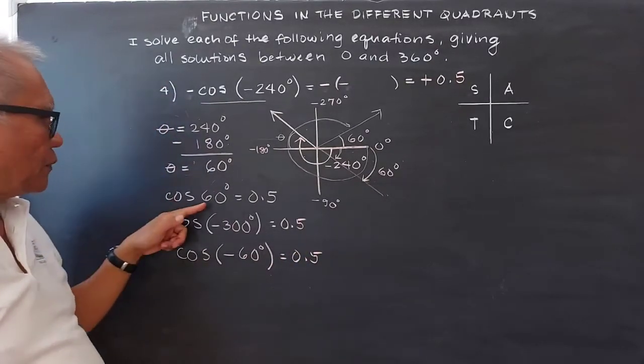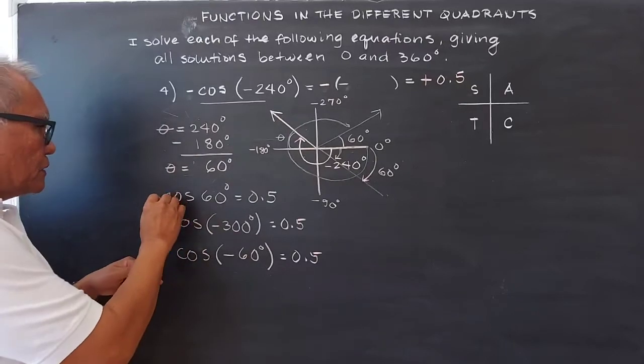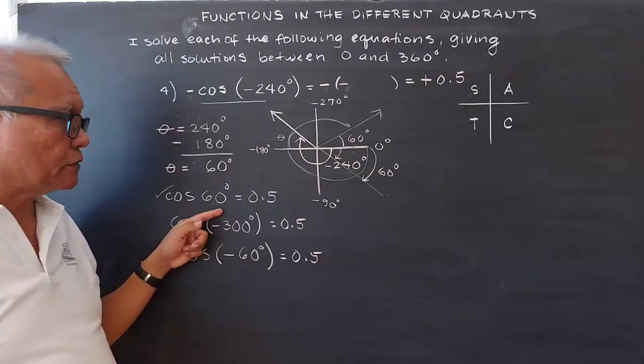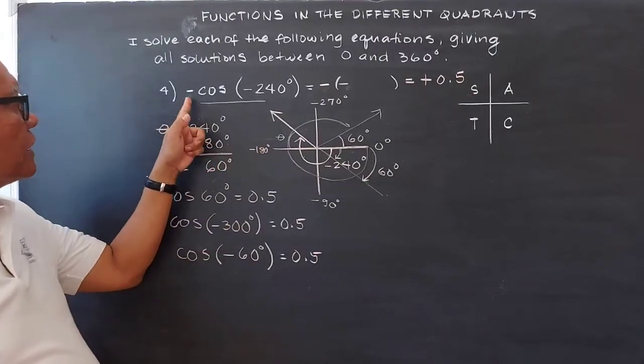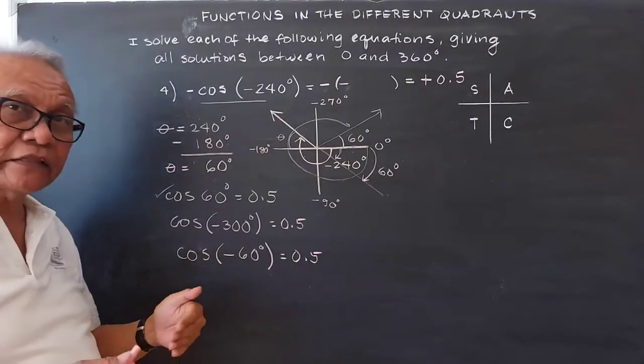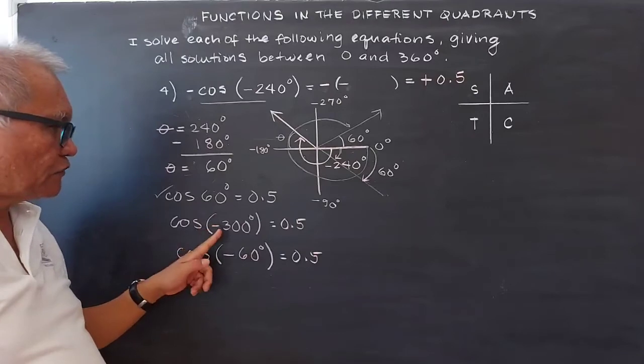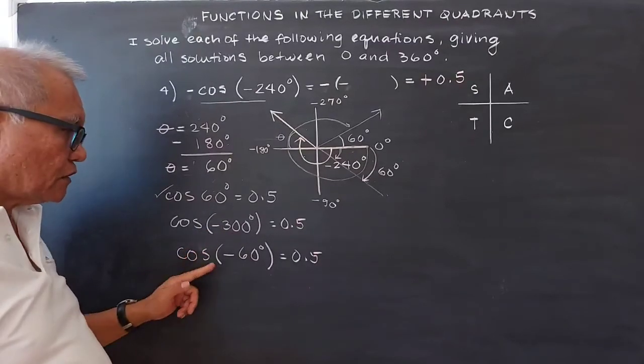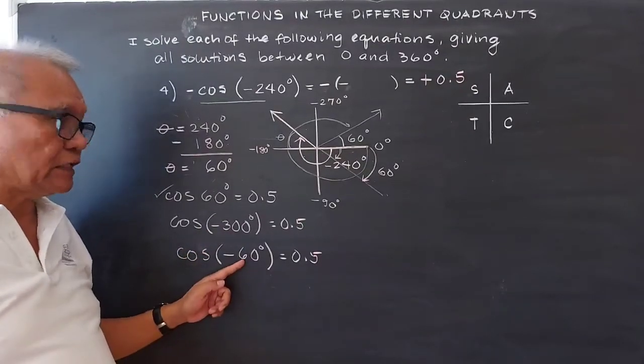If we prefer a positive angle, then our answer will be cosine of 60 degrees. This is 0.5, and that is equivalent to this function, number 4. Or if you want a negative angle, then you have cosine of negative 300 or the cosine of negative 60 degrees.